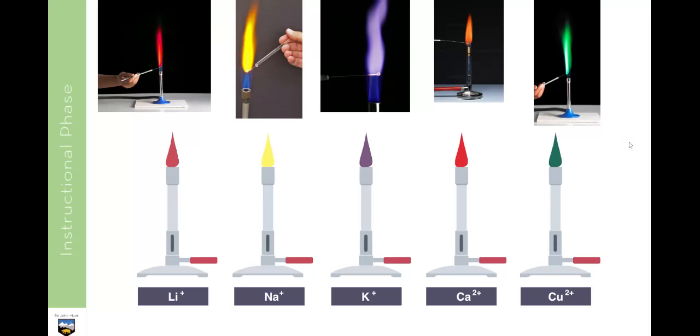So there's 5 flame colours you need to know. Lithium is bright red, crimson red. Sodium is yellow. Potassium ions produce a lilac flame. Calcium ions produce an orangey red flame. And copper ions, when heated, produce a green flame.